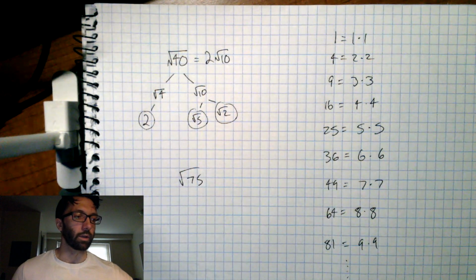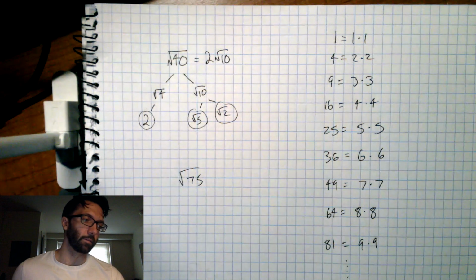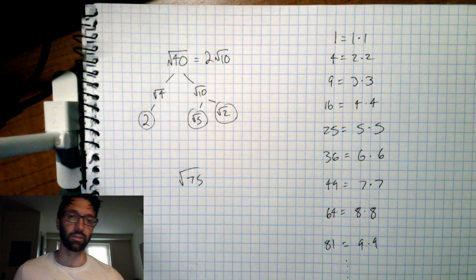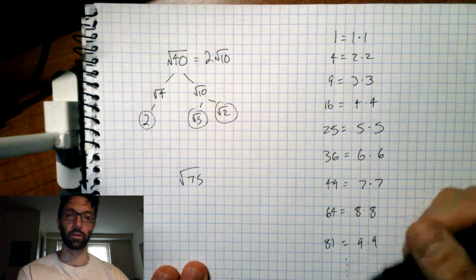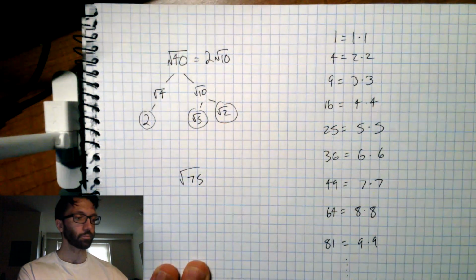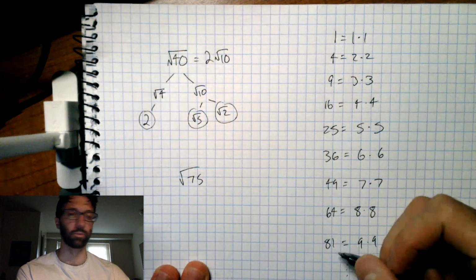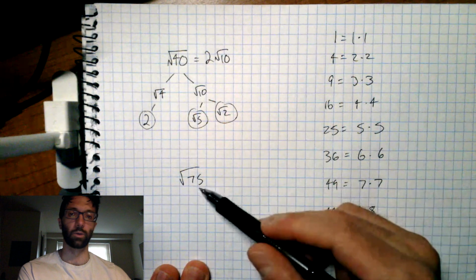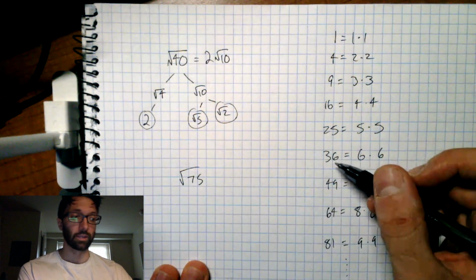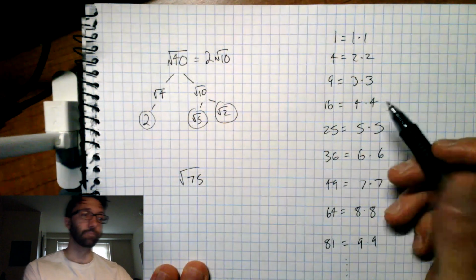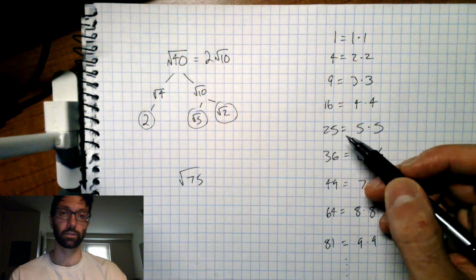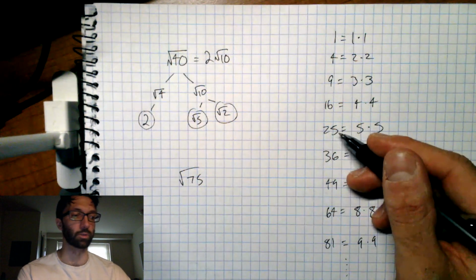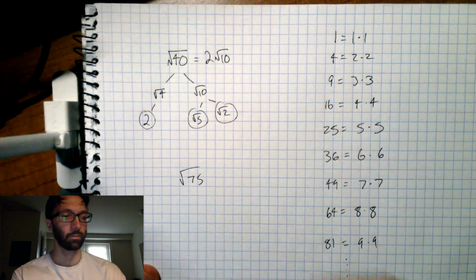So again, I'm going to look at my list of perfect squares and try to find the largest one that will go in evenly. So again, you want to start at the bottom of your list and work your way up. 81's already too big. 64 doesn't go in evenly. 49 doesn't go in evenly. 36 does not go in evenly. But 25 does. So it looks like 25 is the largest perfect square that'll go into 75.